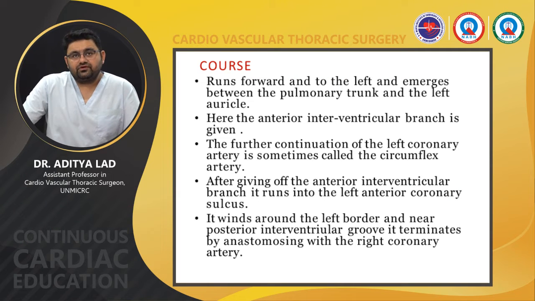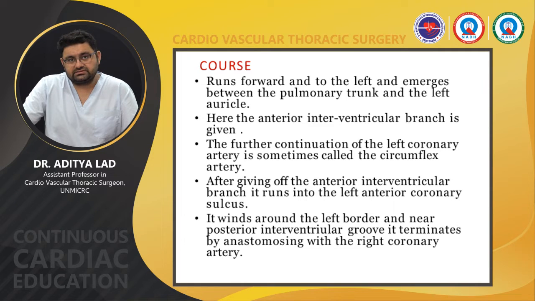It runs forward and to the left and emerges between the pulmonary trunk and the left auricle. Here the anterior interventricular branch is given. The further continuation of the left coronary artery is sometimes called the circumflex artery. After giving off the anterior interventricular branch, it runs into the left anterior coronary sulcus. It winds around the left border, and near the posterior interventricular groove, it terminates by anastomosing with the right coronary artery.